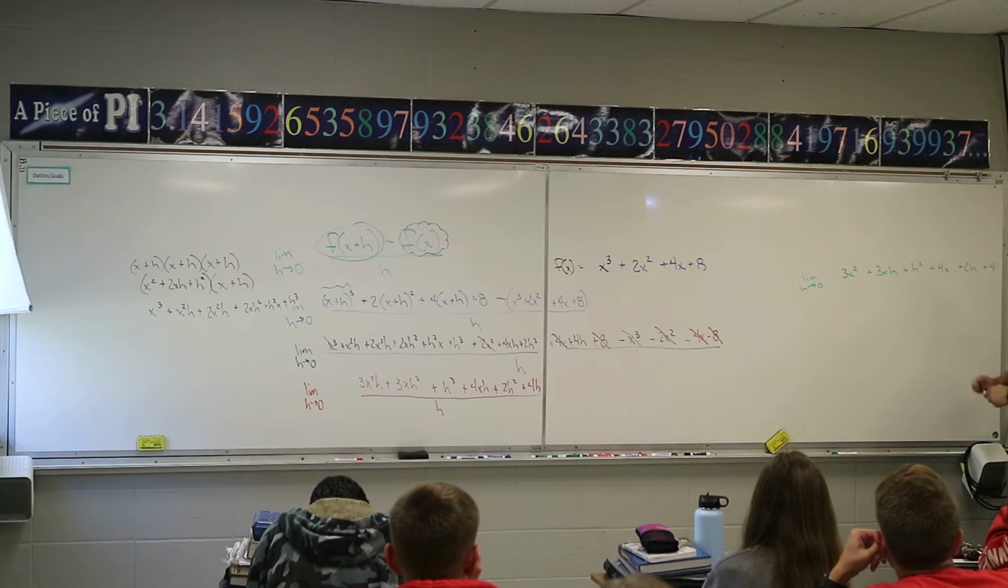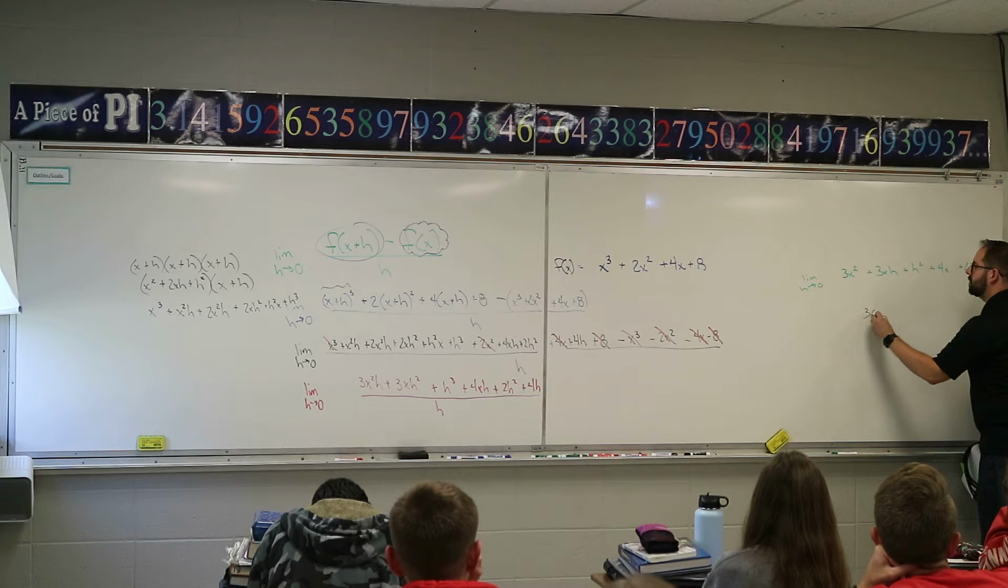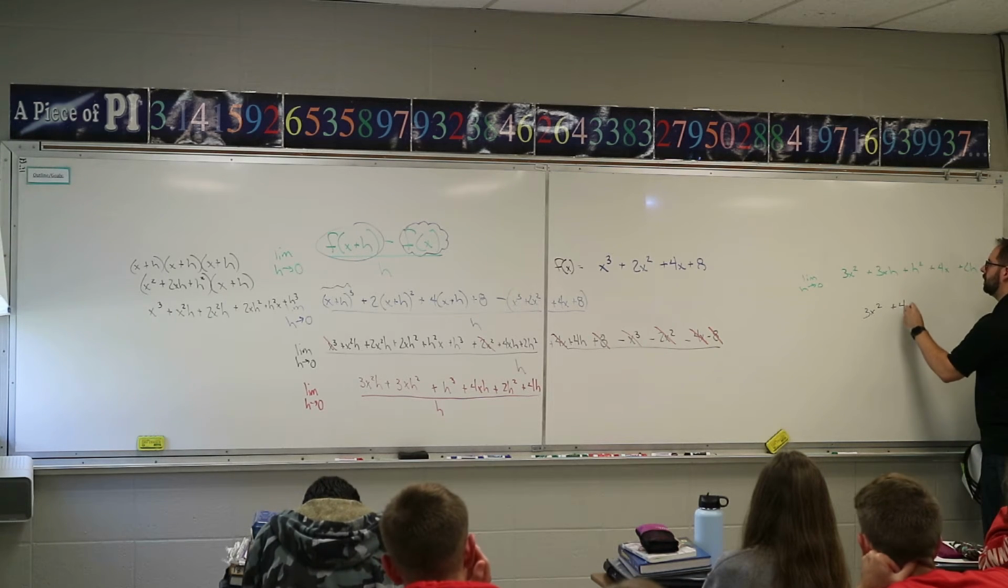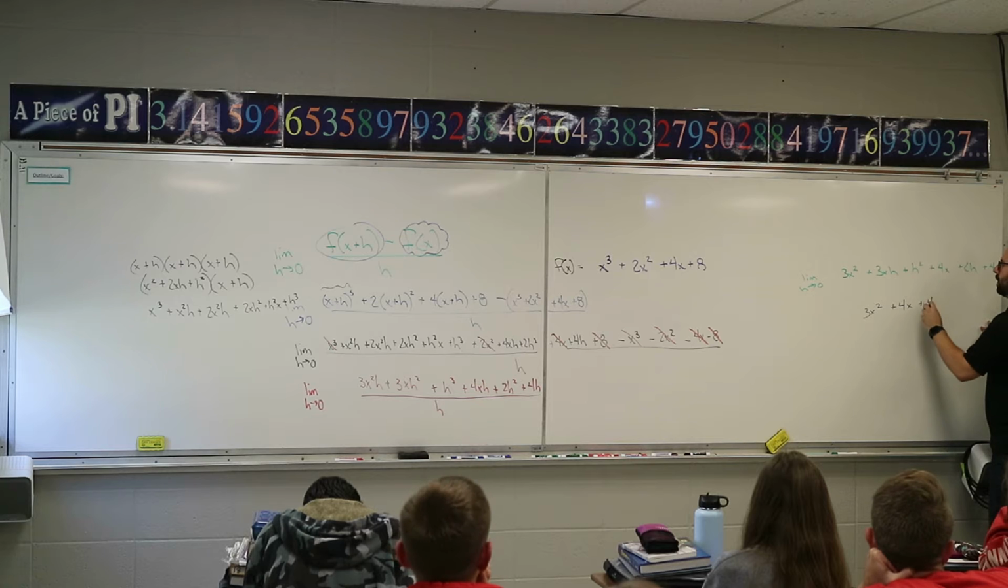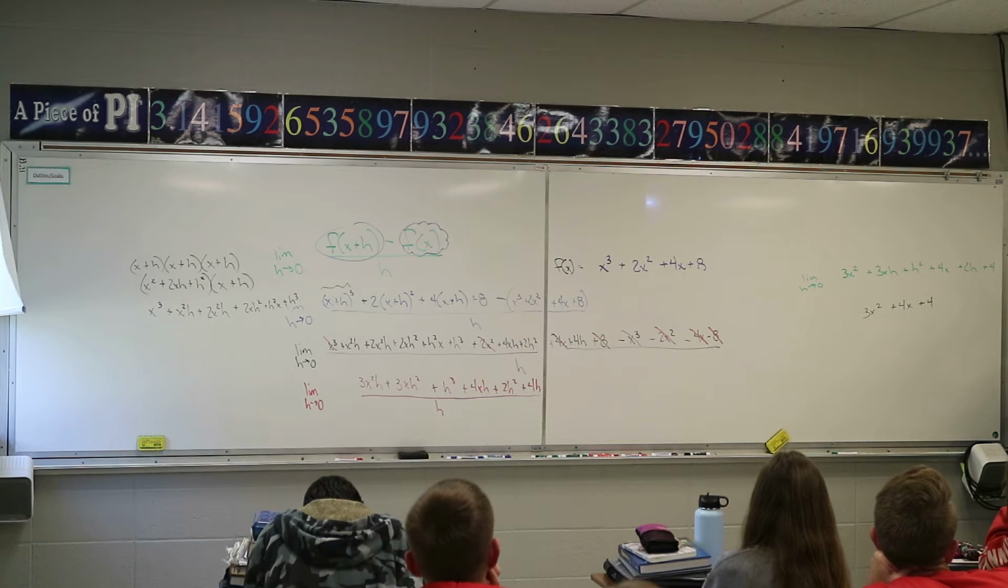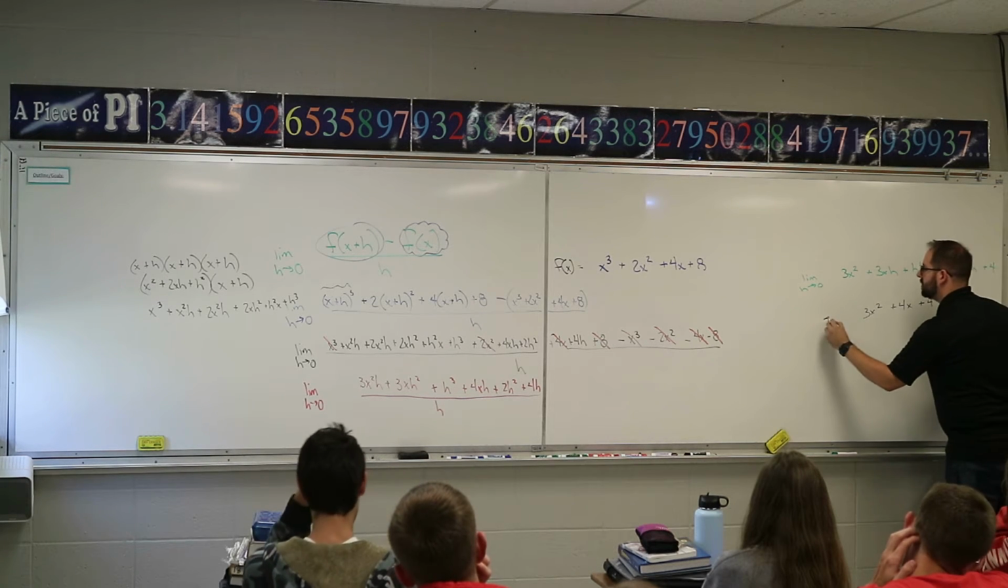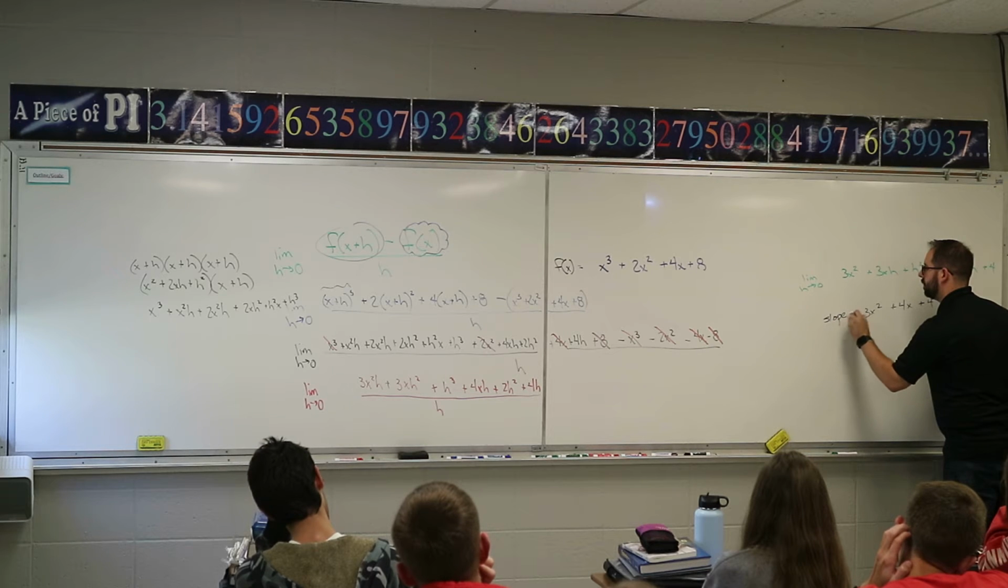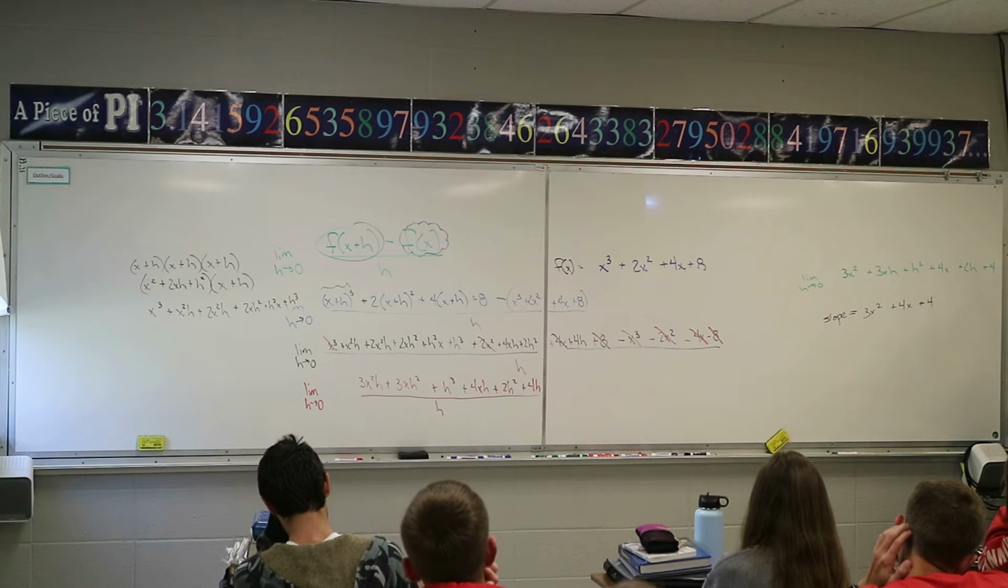There's a couple of things. 3x squared, 4x, plus 4. Okay, there's my function. Now what this represents is my slope formula. That's the slope of this curve.